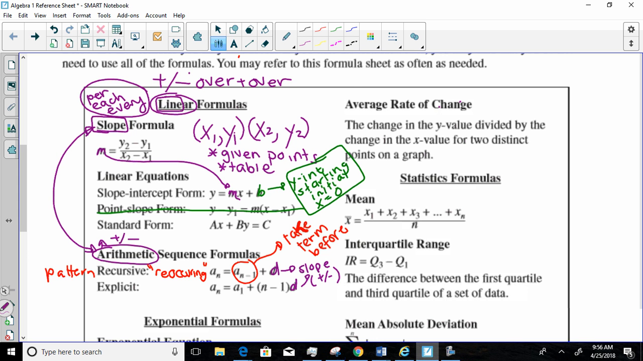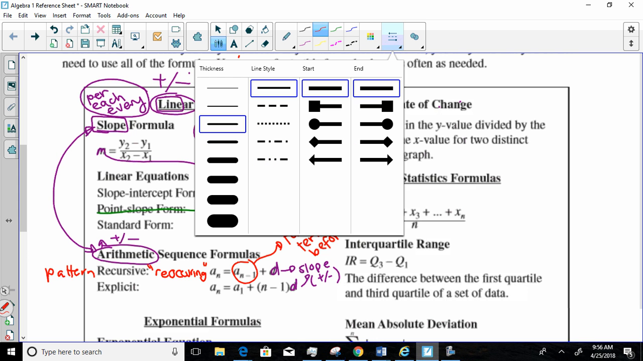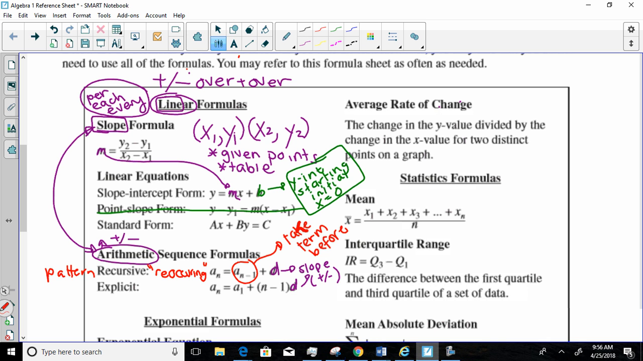What does A1 mean? First term. So this is telling me first term. Or when x equals what? 0. 1.